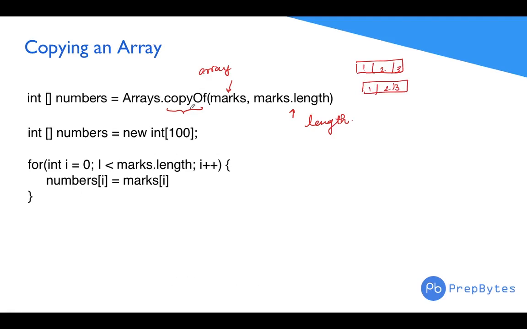Or what you can do is you can create a new numbers array, and one by one you can copy the elements of marks into the elements of numbers. You can see that I'm running a loop from 0 to marks.length, and I'm putting the values from here into this particular array. In this case obviously you have to take care of the size of the array. You have to know the size of the array beforehand, that is, what is going to be the size of marks. In case you don't do this, you will get an exception.